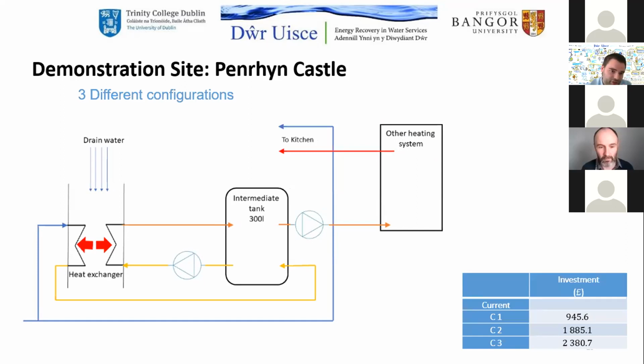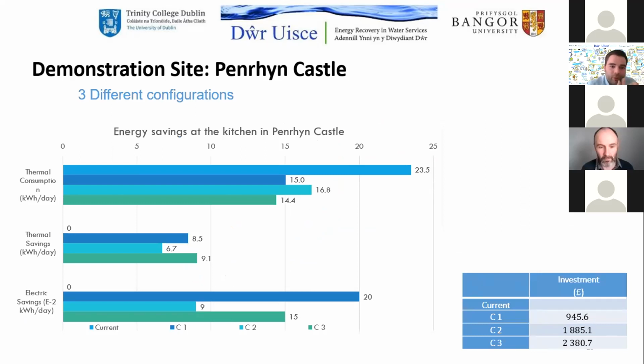Our third configuration is basically combining both of them. So the first system was the simplest and thus the cheapest. We have some estimated investment costs. For the first one, around 950 pounds, the second one, 1,900, and then the third one, 2,400, basically increasing the material that's used.